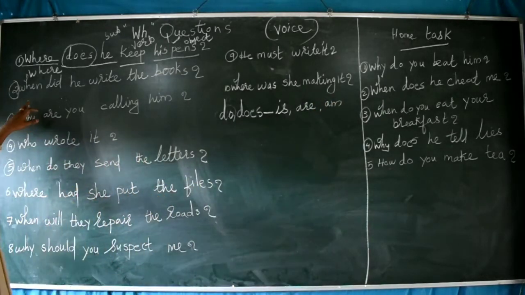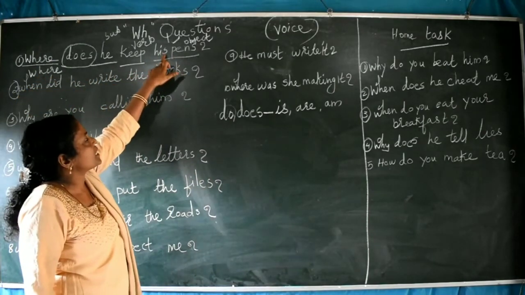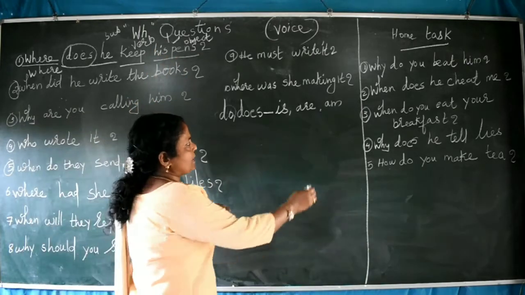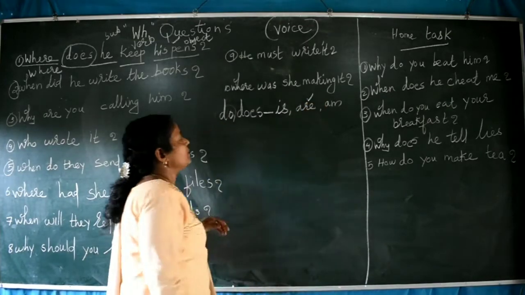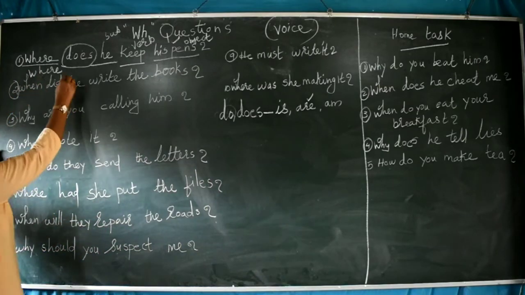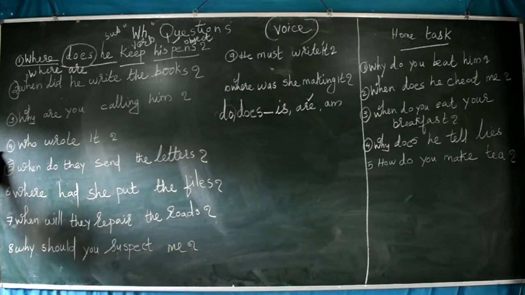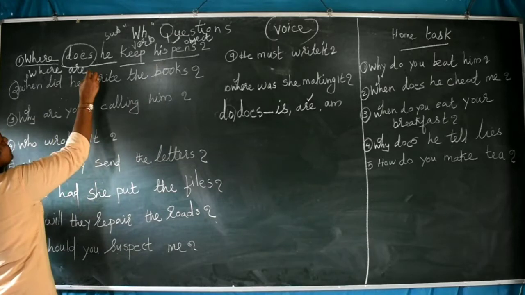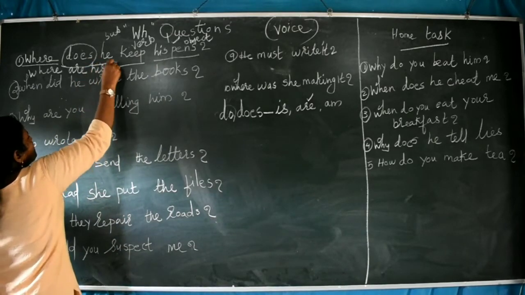So where is already written. After that the object is his pens. His pens means more than one. More than one means is will not be taken, are will be taken. So after the question word, we always use an auxiliary verb, and that also according to the object. Where are, after that the object. Where are his pens?